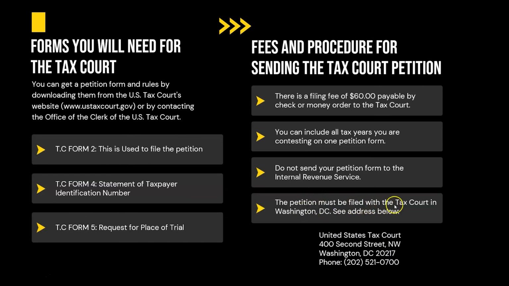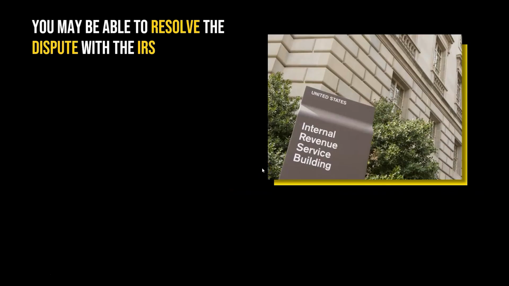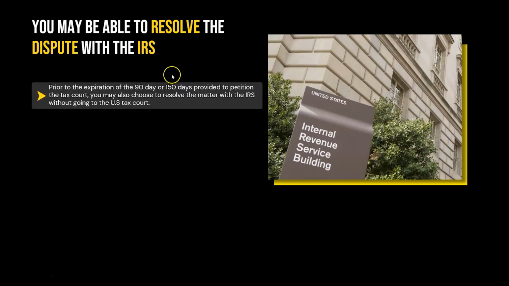Send the petition to the U.S. Tax Court in Washington, D.C. using the address below. Once everything is sent in and you've done it correctly, the tax court clerk is going to send you confirmation of the petition that you've started. Now, as I stated earlier on, even when you choose to petition the tax court, the IRS on the notice of deficiency makes it clear that you can resolve the dispute with the IRS. I'm going to show you how you do that.